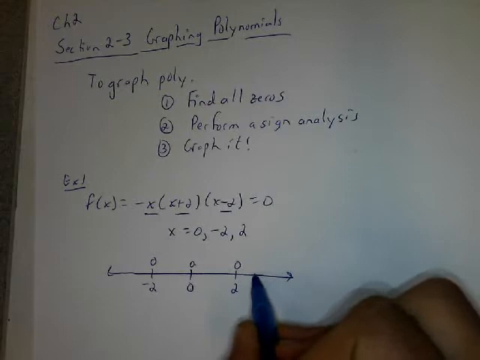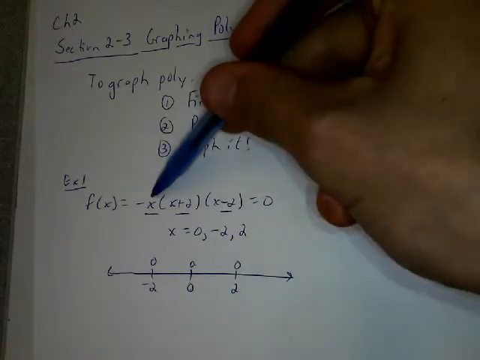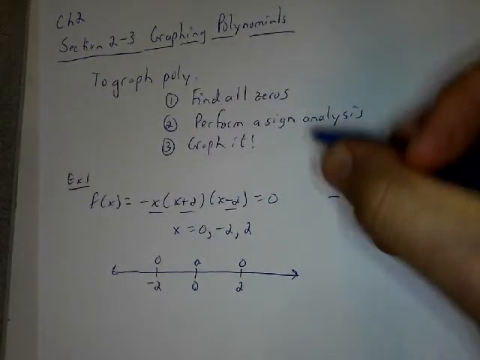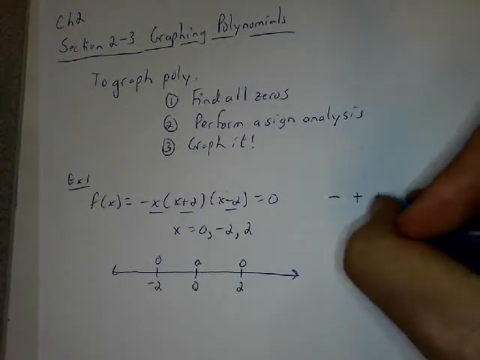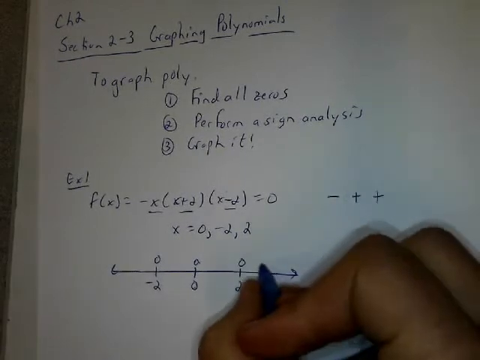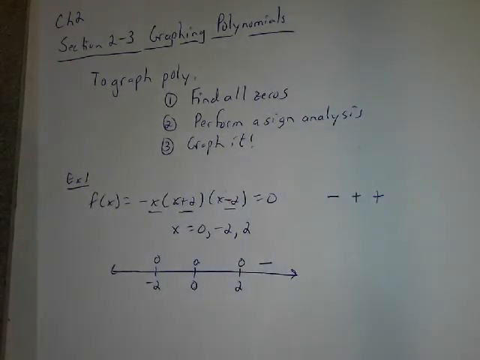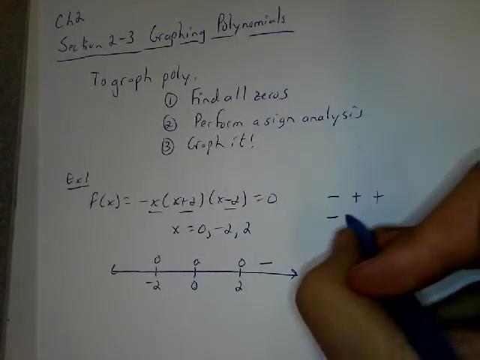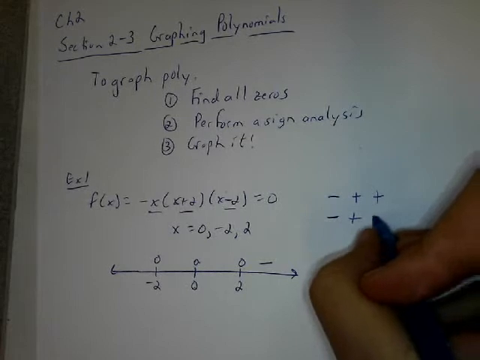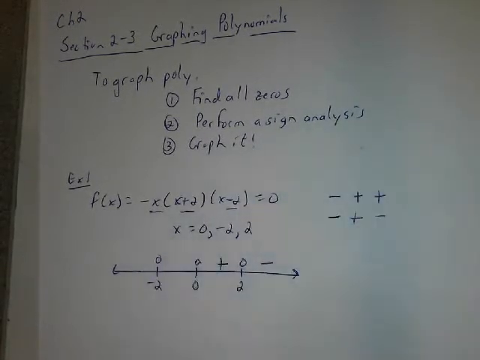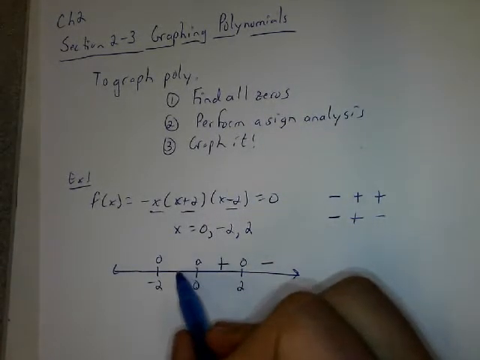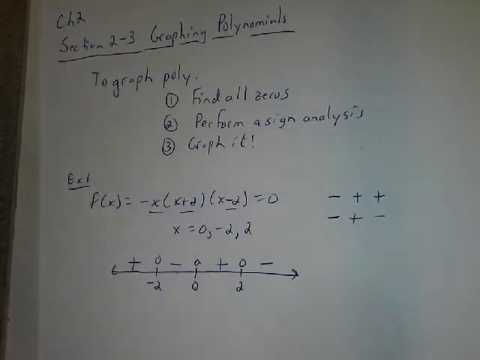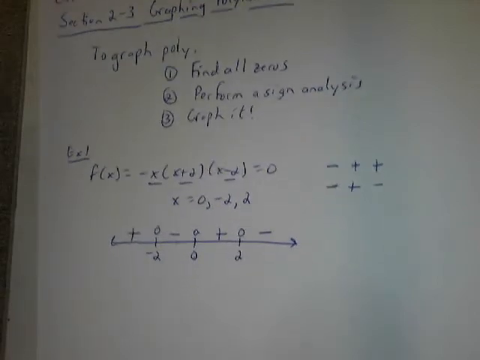So for example, plug in 3. You plug in 3, we have a negative number here, a positive number here, and a positive number here. Therefore the answer is negative. If you plug in 1, we have a negative, positive, negative. Therefore it is positive. If you plug in negative 1, you get a final answer of negative and then positive. This tells you how your graph looks.